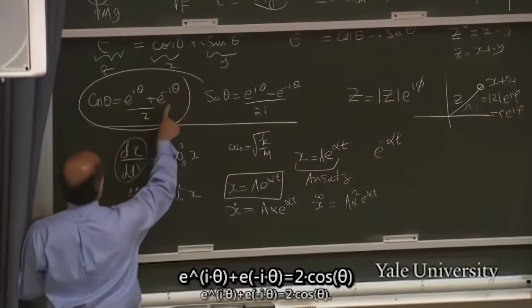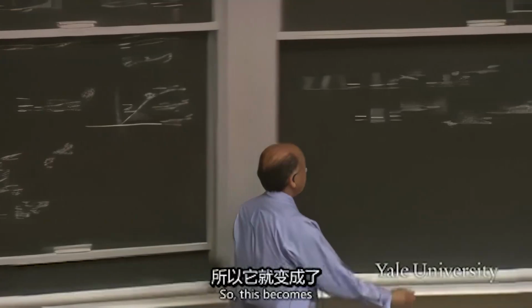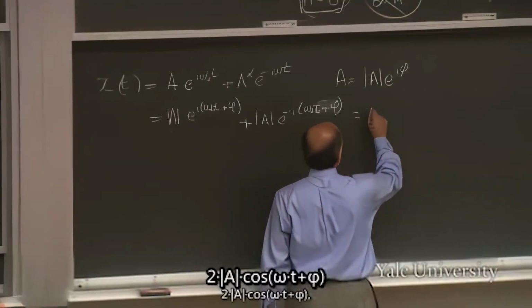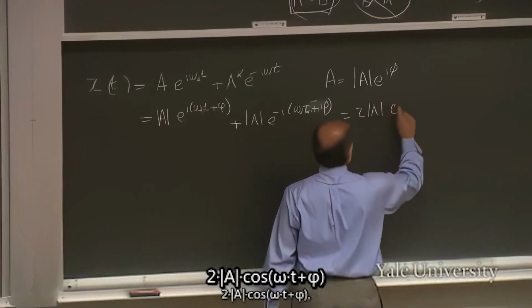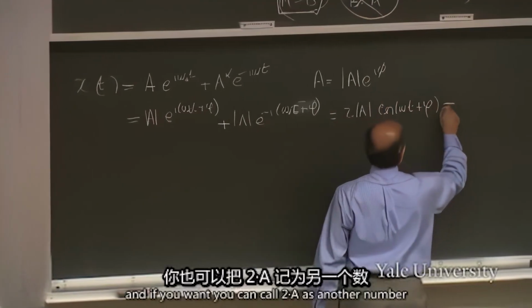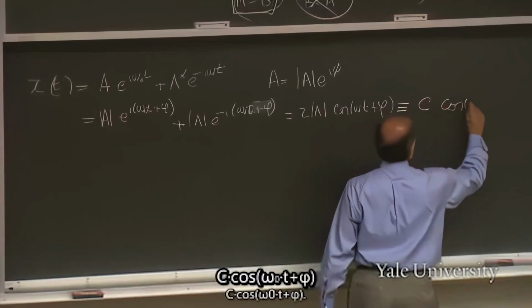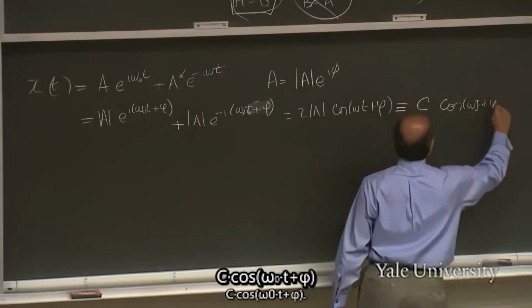e to the i theta plus e to the minus i theta is 2 times cosine theta. So this becomes 2 times the absolute value of A cosine of omega t plus phi. And if you want, you can call 2A as another number C: C cosine of omega 0 t plus phi.